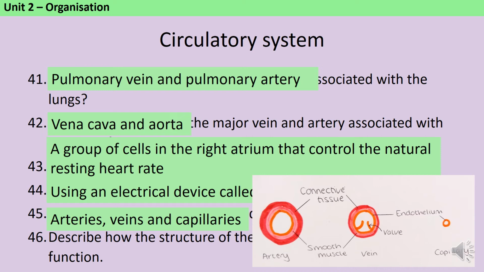The veins, which carry blood towards the heart, have thinner walls, less elastic tissue, but they also have a wider lumen, which is the hole in the centre. They also have valves, which help to prevent backflow. The capillaries are a single cell thick, and this is to allow the rapid diffusion of gases to and from tissues.